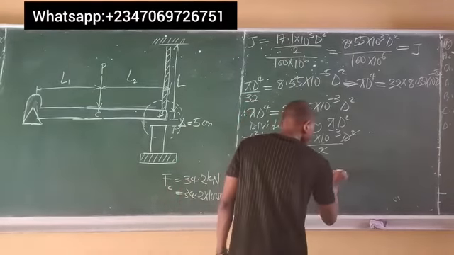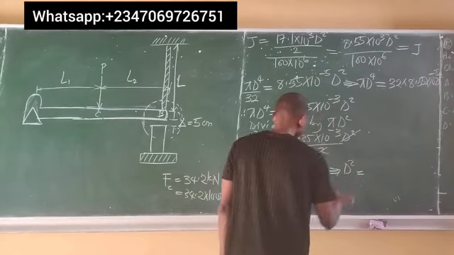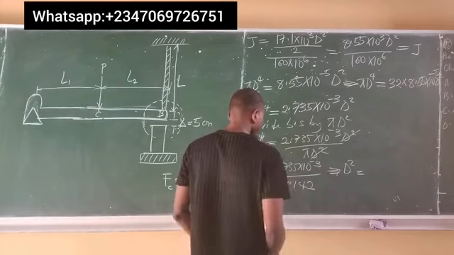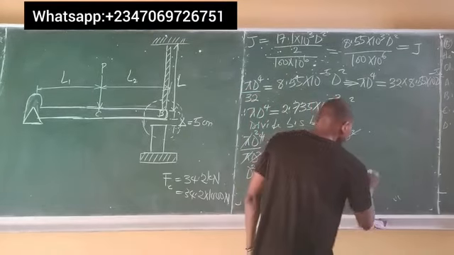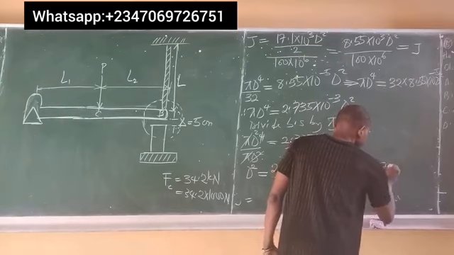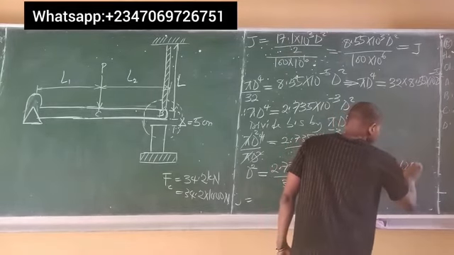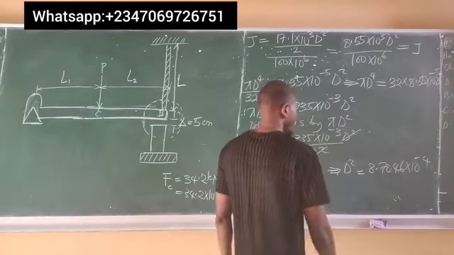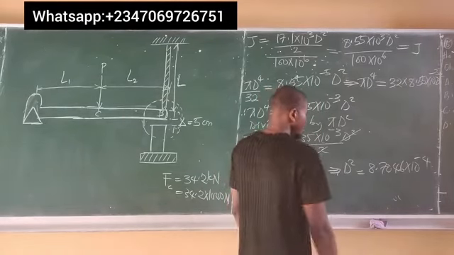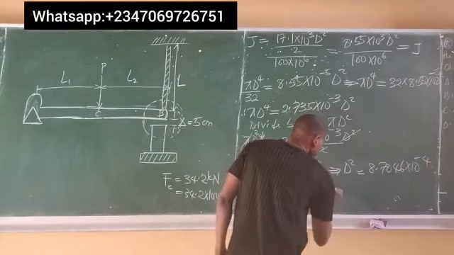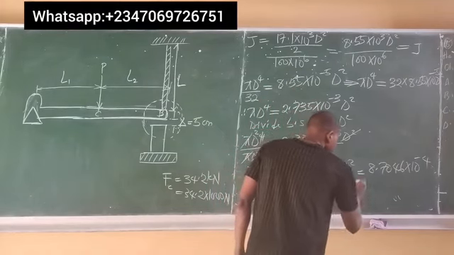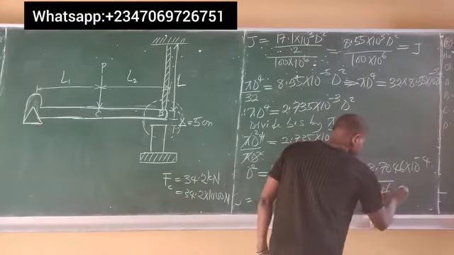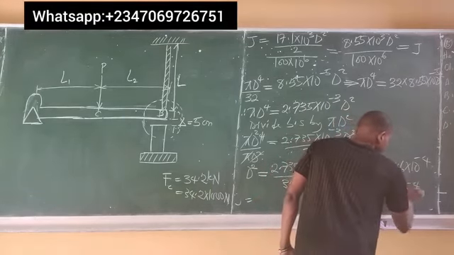3.142. So this simply implies that d squared is equal to, let's now obtain 2.735 exponential minus 3 divided by 3.142. That gives us 8.7046 by 10 to the power of minus 4 approximately. So in order to find d, it means we have to take the square root of this value. Therefore, d is equal to the square root of 8.7046 by 10 to the power of minus 4.